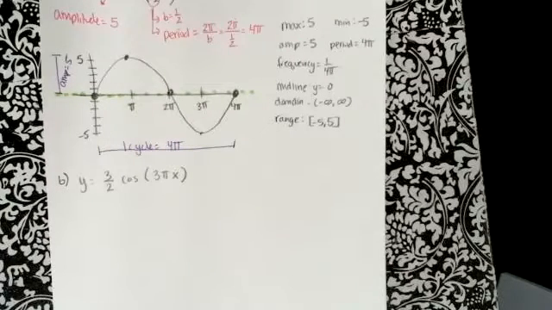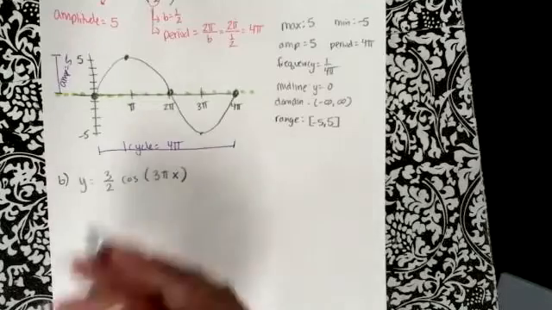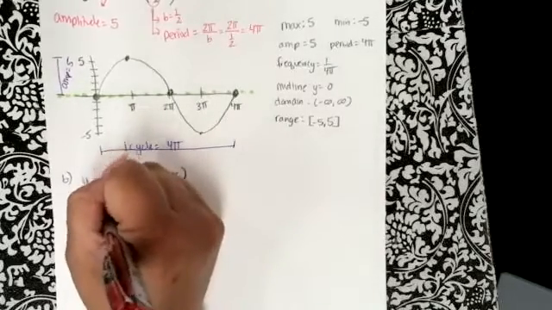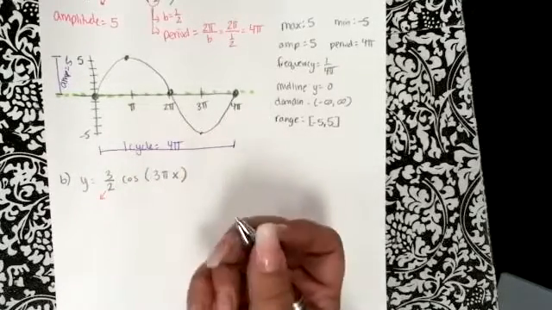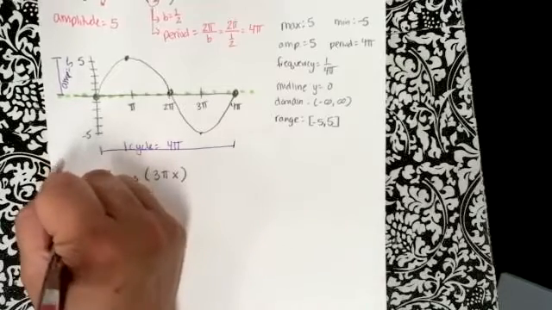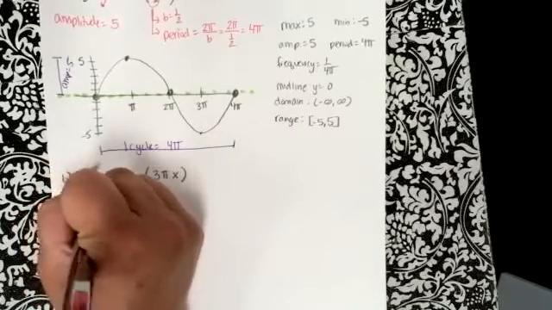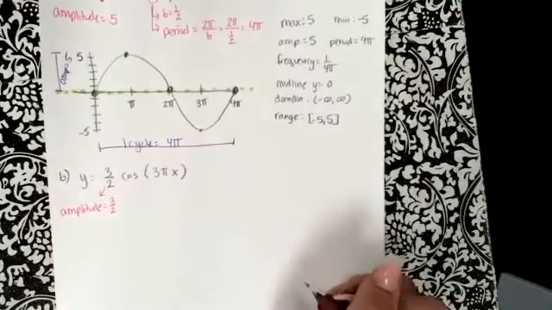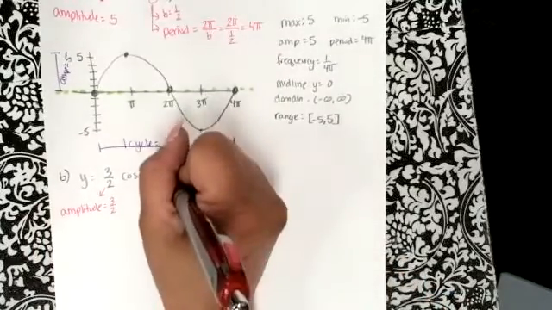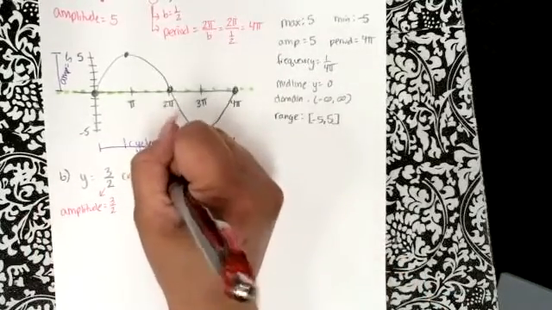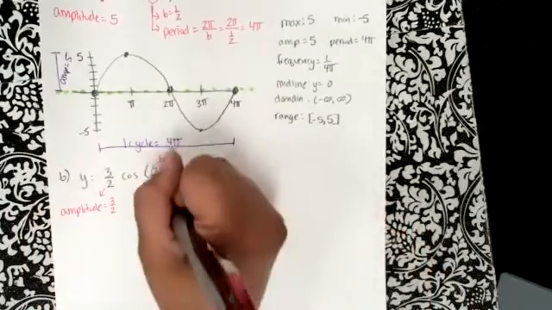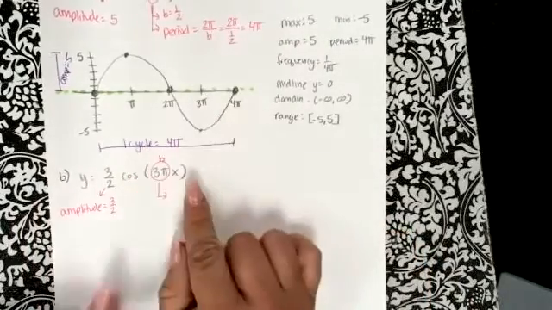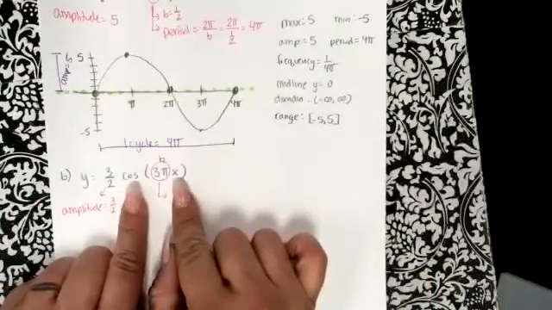Okay, on this one, we have y equals 1/3 cosine 3 pi x. So the very front, this is going to be my amplitude. So my amplitude is 3/2, which is 1.5 actually. Amplitude is 3/2. This is your B value. Your B value is 3 pi, because remember, the B value is what's between the trig and the x.